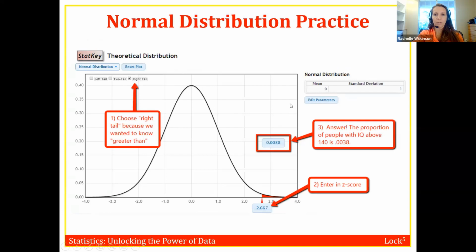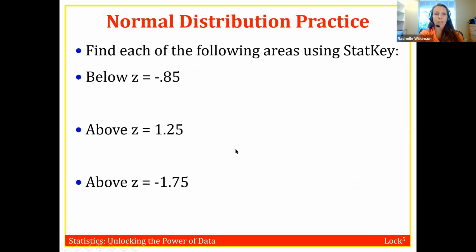Here's the general plan for doing that when you use the standard normal curve. I want you to take 2 or 3 minutes here and see if you can find all of these areas under the standard normal curve using StatKey. Then write them down on your paper and we'll see if we all got the same thing. So you want to find below z equals -0.85, above z equals 1.25, and above z equals -1.75. All right, it looks like a bunch of people are done, so let's talk about these.